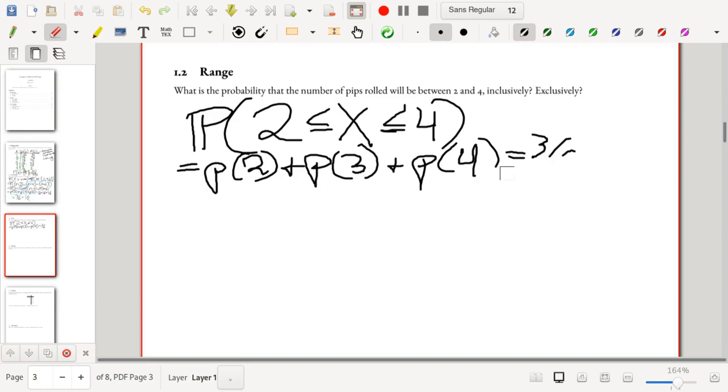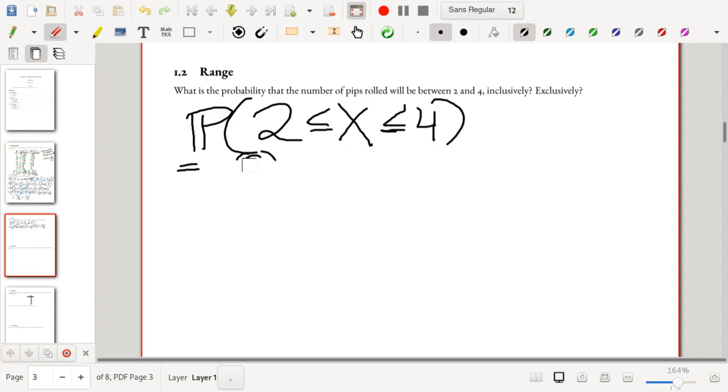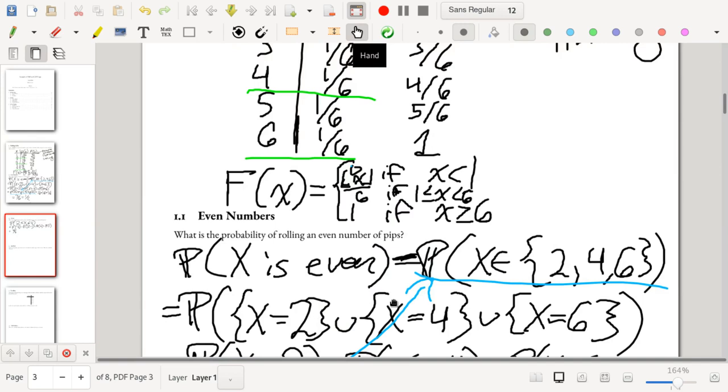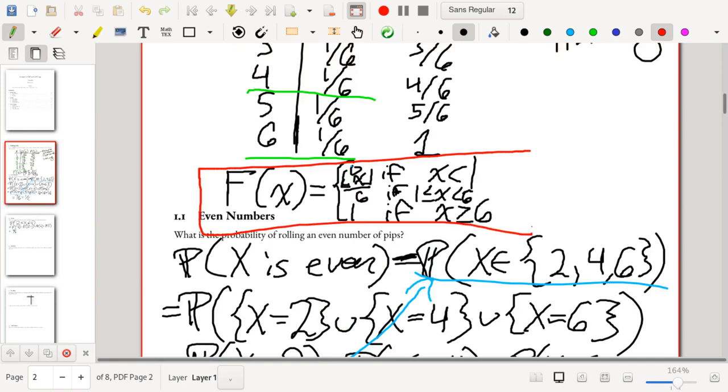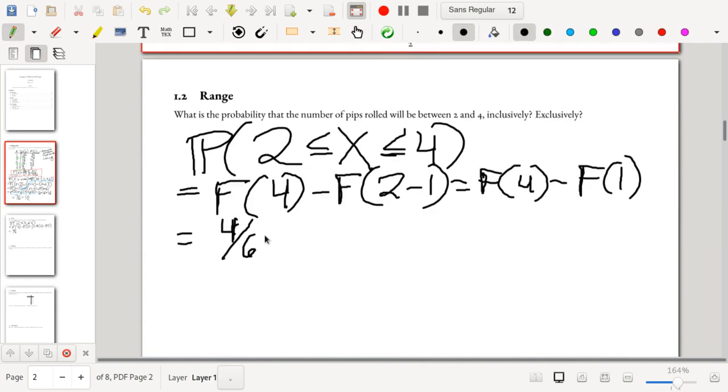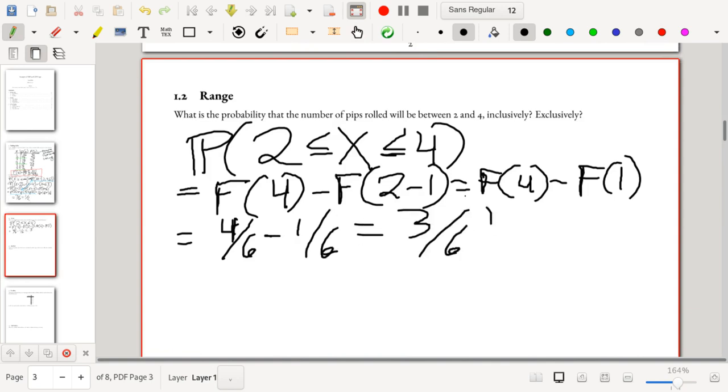But let's use the CDF instead. And say that using one of those results that I gave you in the lecture video, this is going to be the CDF at 4 minus the CDF at 2 minus 1, which is the CDF at 4 minus the CDF at 1. All right, so all of these numbers that I'm plugging into the CDF are at least 1, so I could say that this is going to be 4 over 6 using that formula for the CDF that I gave you that I'm highlighting now in red. Using that formula, this is equal to 4 sixths minus 1 sixth, which is equal to 3 sixths, which is equal to 1 half.